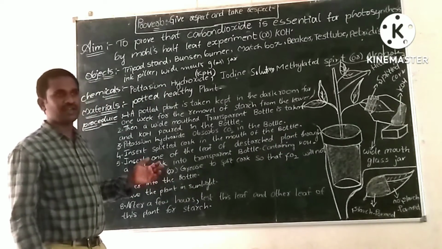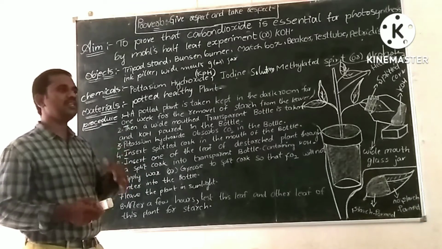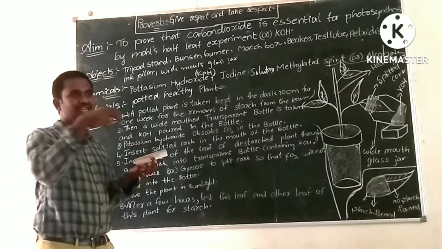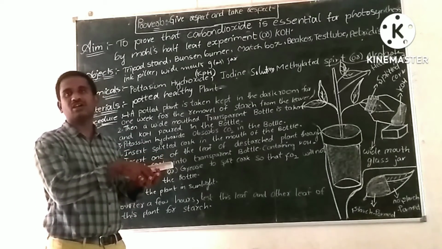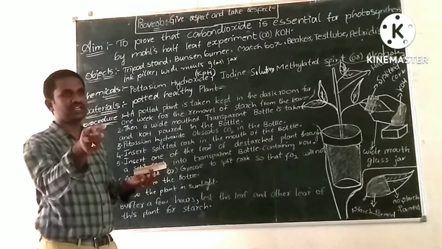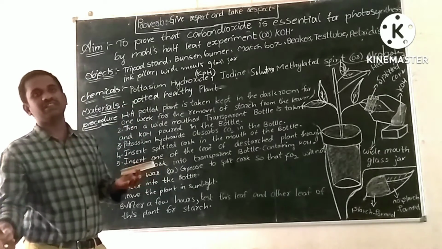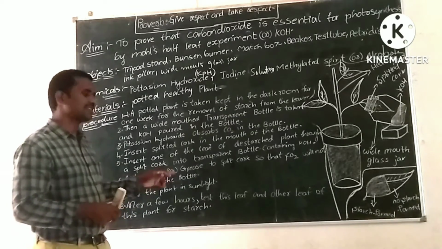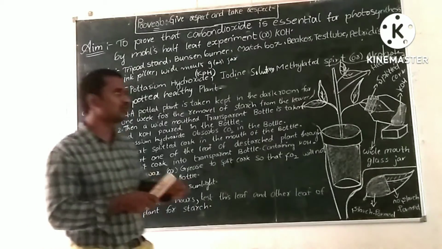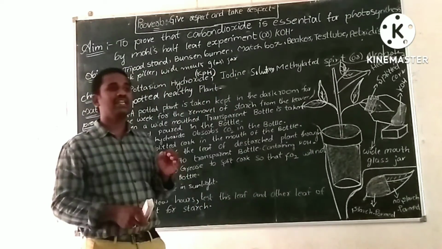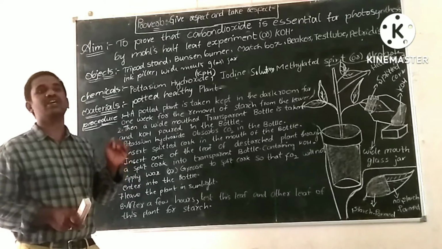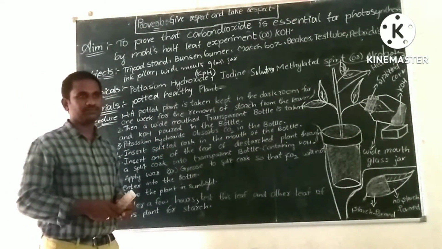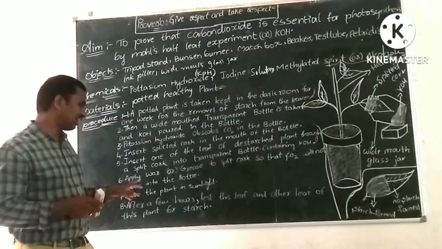Next, insert one leaf of the destarched plant through the split cork. After splitting the cork, we arrange the leaf inside the cork, and arrange the cork in the mouth of the bottle. Half the leaf is exposed to carbon dioxide and half is in an environment without it. Next, apply wax around the cork, because it does not allow extra gases from the outer environment into the inner environment of the bottle. It acts as a barrier.